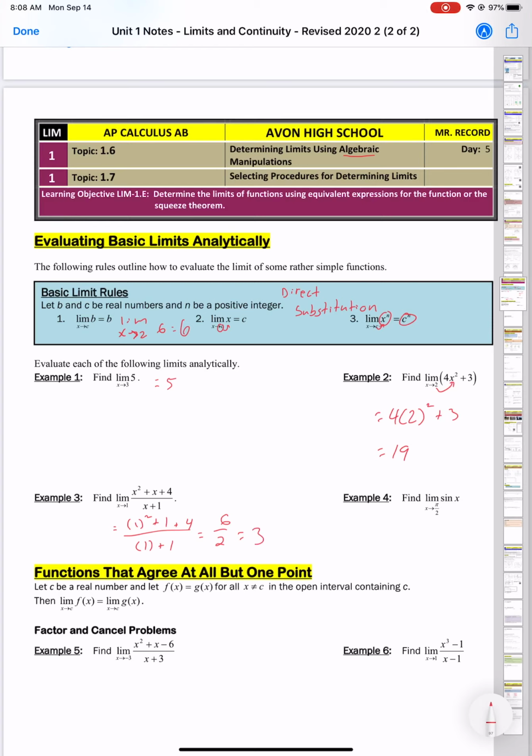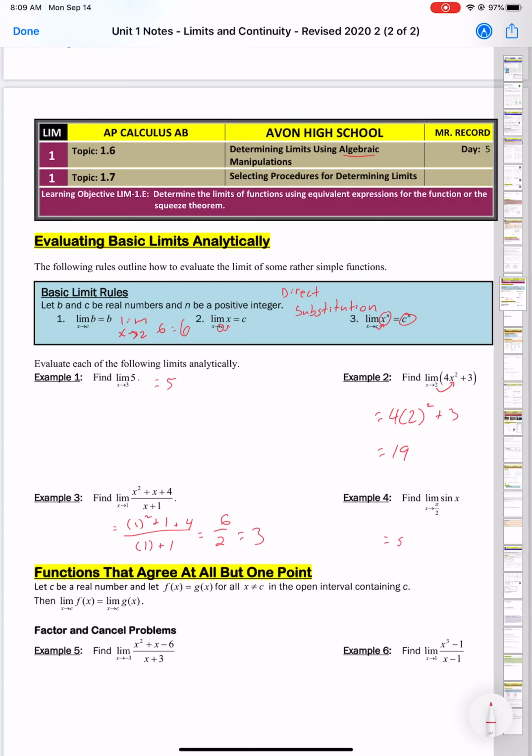So even when it's not just a polynomial function, as long as we're not creating something where the denominator equals 0 or like the square root of a negative number, we're still good to just do a direct substitution. And then example 4, we have a trig limit here, so we'll have to use some unit circle stuff. The limit as x approaches pi over 2 of sine of x. Well, we can still just do a direct substitution. I can still just plug this in.